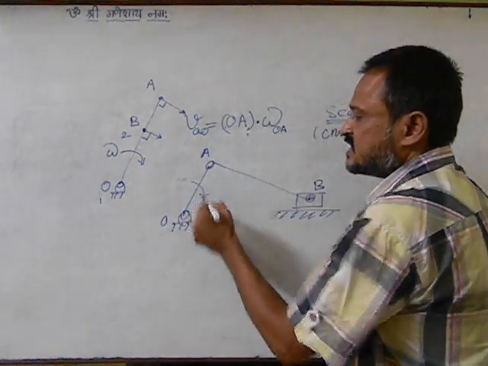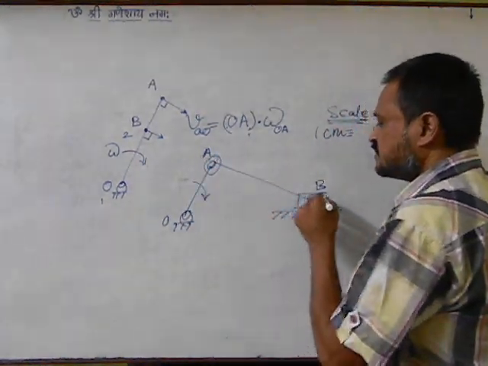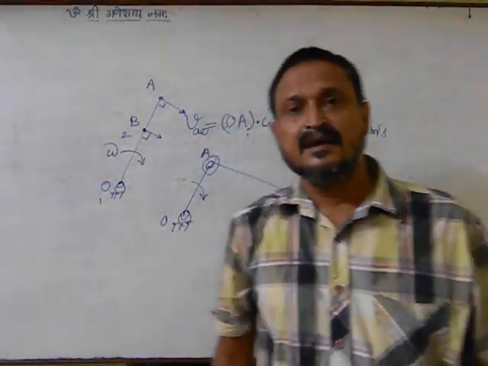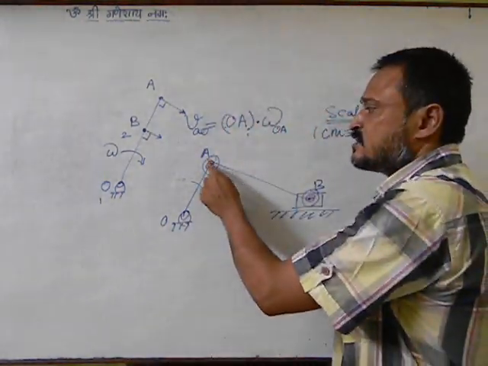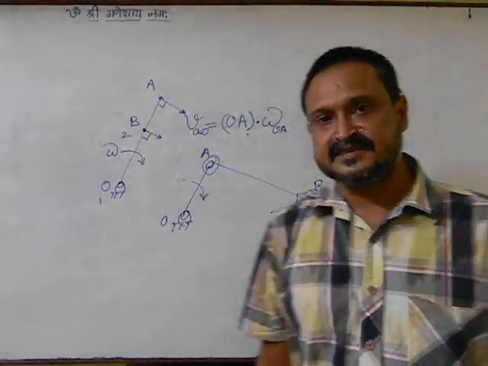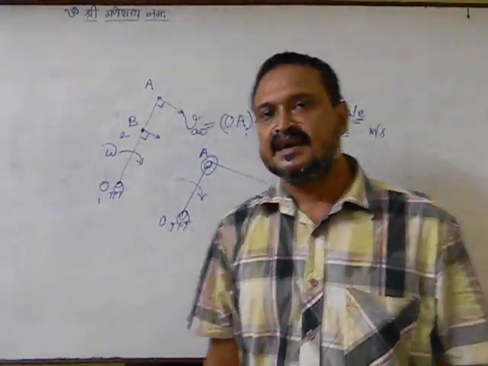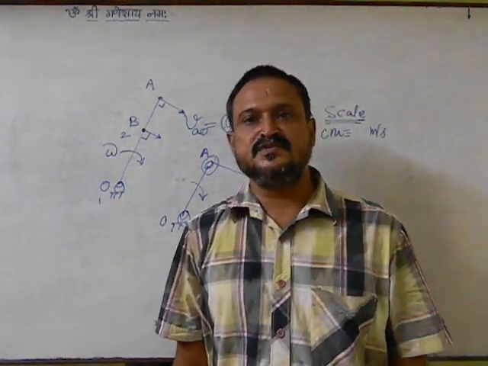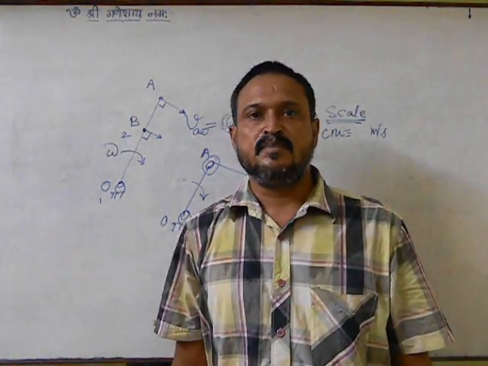So if it is rotating in this fashion, what we do in our analysis is we determine the velocities of the common points, that is the joints in the given configuration, and we try to plot the velocities with the help of the velocity polygon.